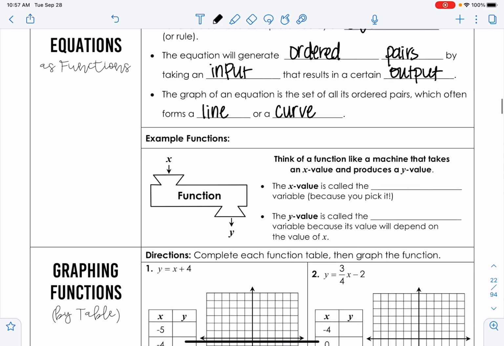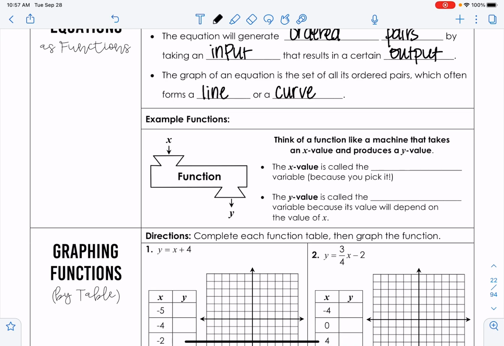All right, moving on. Some example functions. For a function machine, you put in an input and you get an output. So think of a function like a machine that takes an x value and produces a y value. The x value is called the independent variable because you pick it, while the y value is called the dependent variable, because its value depends on the value of x.